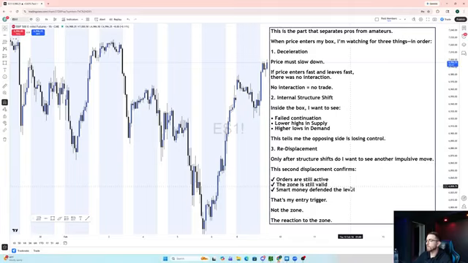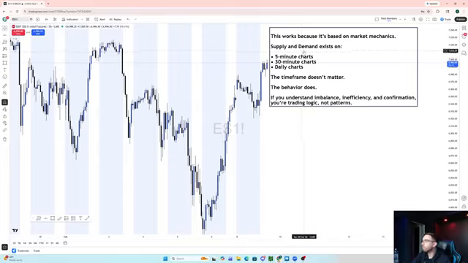So the point that I am trying to make, you always want to see a reaction when we hit these supply and demand zones. If there's no reaction, you do not take the trade. If there is a reaction, then you take the trade and your stop loss is right on the opposite side of that confirmation candle. Now, this all works because it's based on market mechanics.